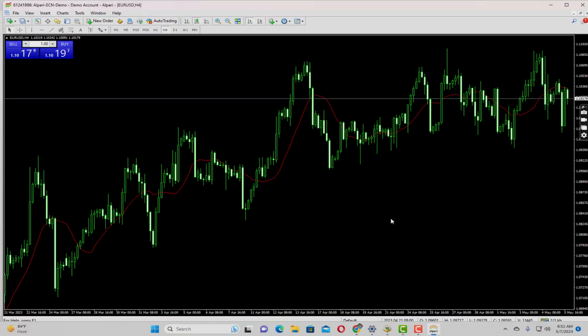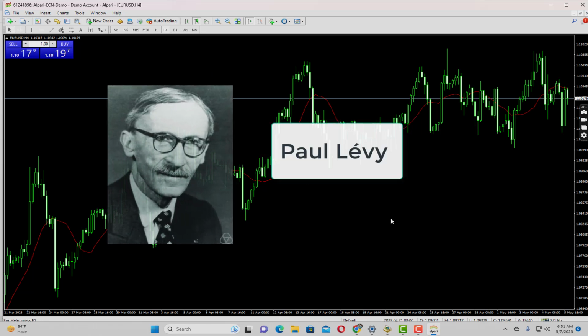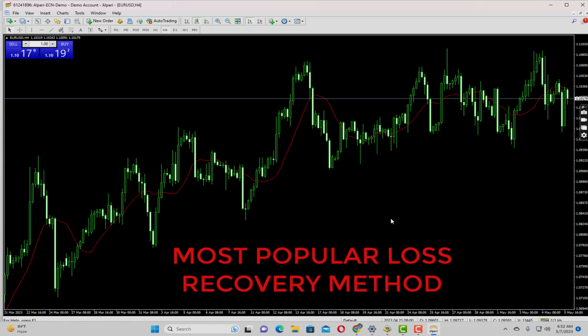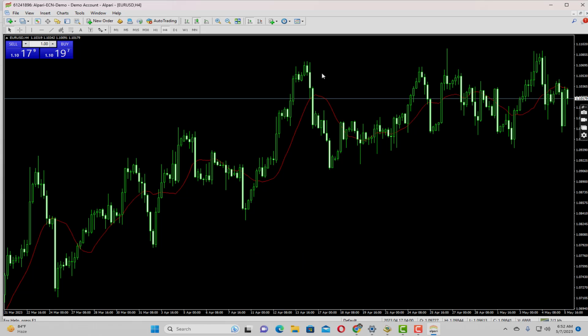So in the 18th century, a French mathematician, Paul Leroy, discovered this martingale system, which is widely used by traders in today's financial market. This is one of the most popular loss recovery systems available in the financial market. So let us take an example of how this martingale system works.